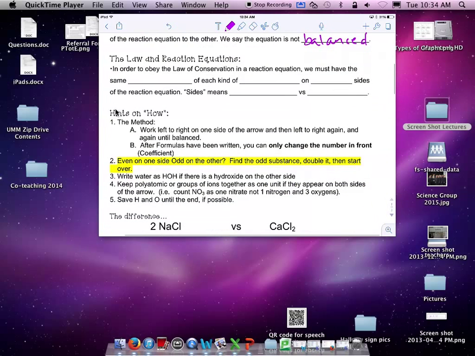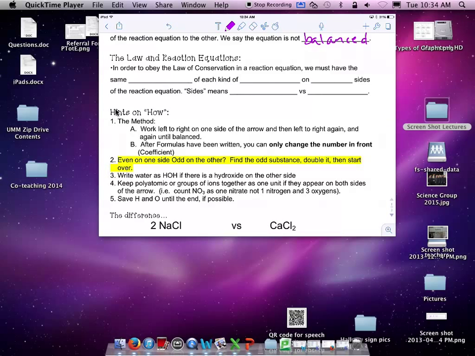So in order to obey the law of conservation, we're going to have the same number of each kind of atom on both sides. And when I say both sides, what I'm really talking about are the reactants and the products. So how many atoms do we start with on the reactant side, and how many atoms do we end up with on the product side? That's what we're talking about from one side to the other. You have to have the same number of each kind of atom on both sides of your reaction equation, and we're thinking about the reactants versus products.